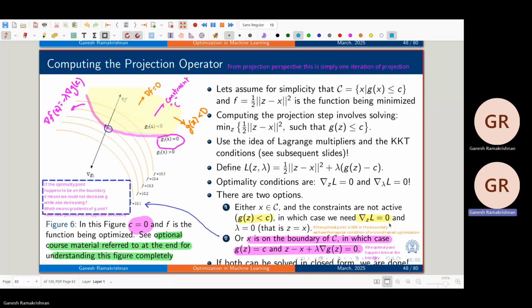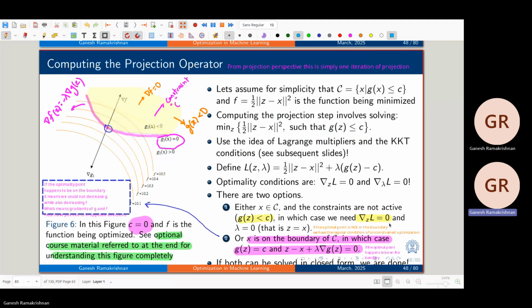So if z is on the boundary of the constraint and g1(z) is 0, then I'm saying this is a necessary condition: the gradient of f at z is proportional to the negative of the gradient of g1 at z.